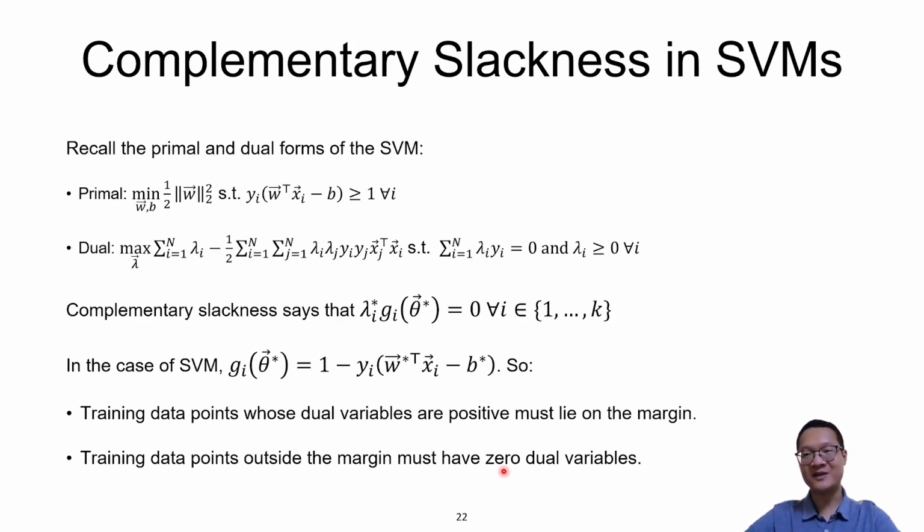Okay, so let's break this down a little bit. Let's look at the first point: training data points whose dual variables are positive. That means for all the positive lambda i's, we must have that g_i of theta star equals 0, right? So this expression is strictly equal to 0. That means that these data points must lie on the margin. So that's a direct translation of this mathematical statement.